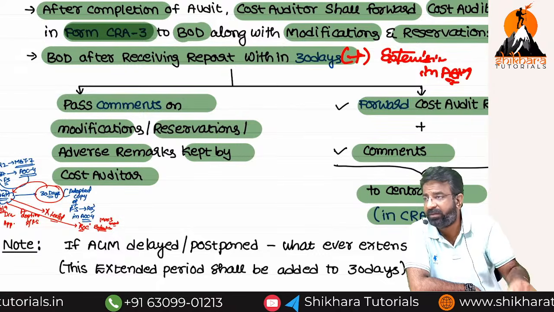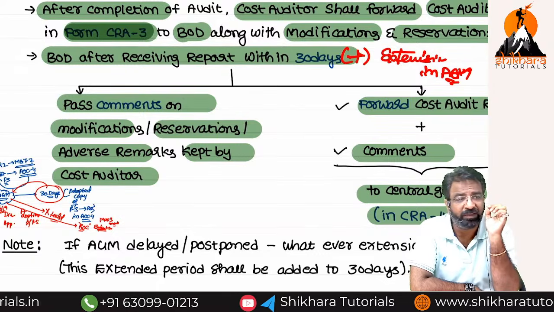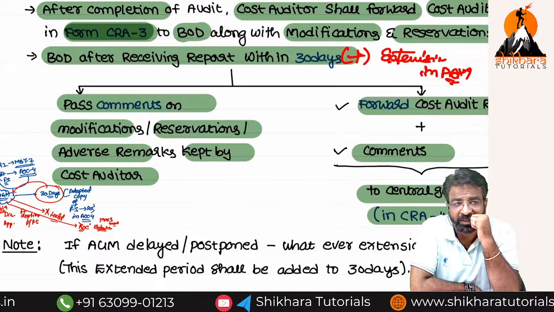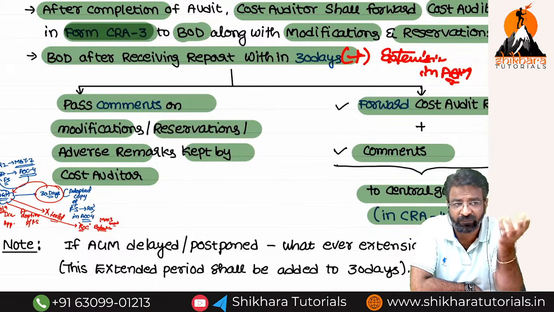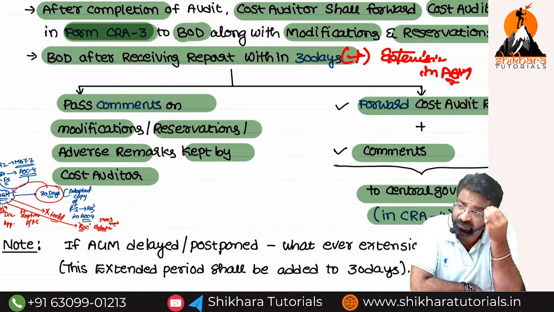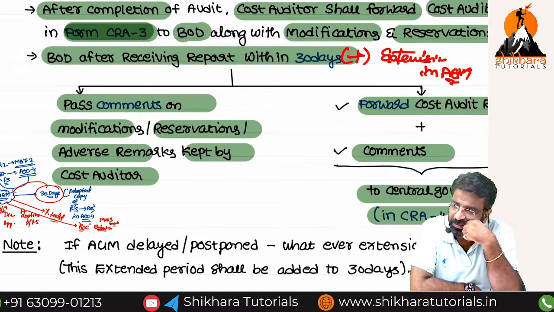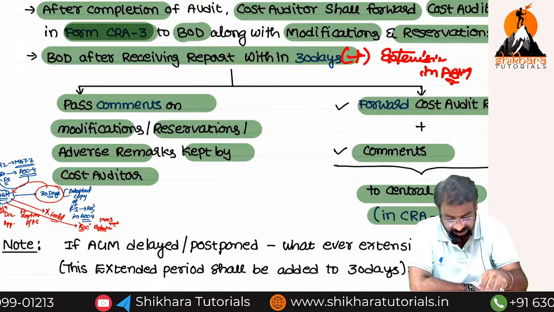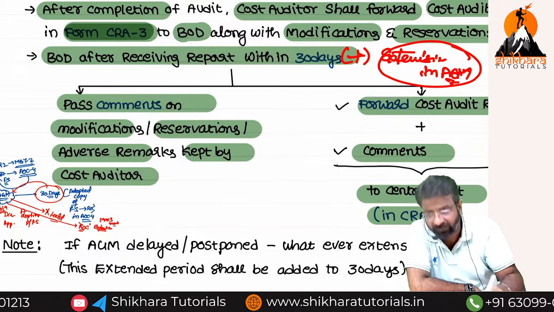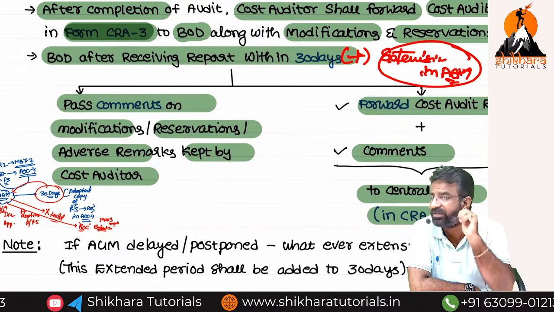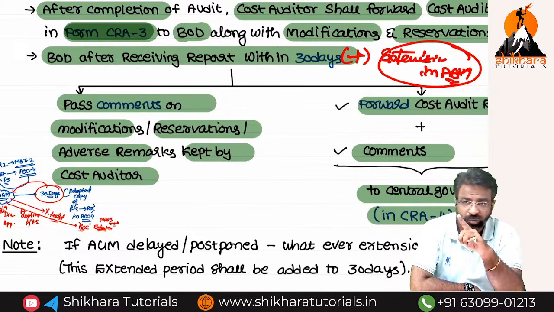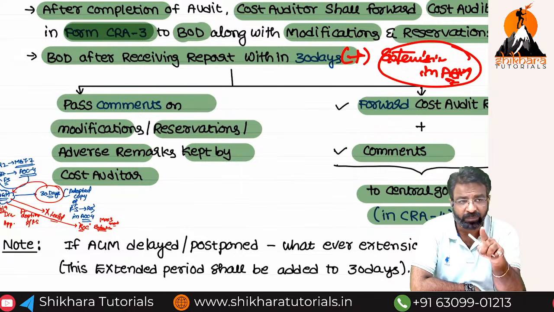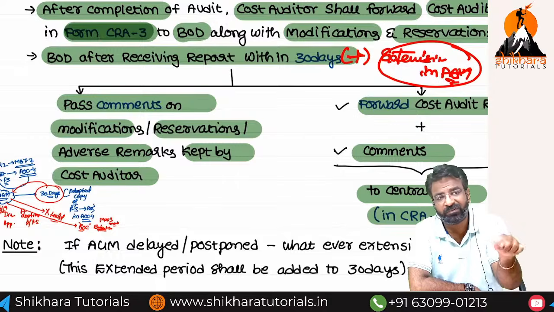Let's say, for example, the company failed to conduct the AGM, they went to ROC for the extension. ROC gave 15 days extension. Now that 30 will become 45. Okay, ROC gave 2 months extension. So 30 days plus 2 months is now the time period you have to send CRA4.